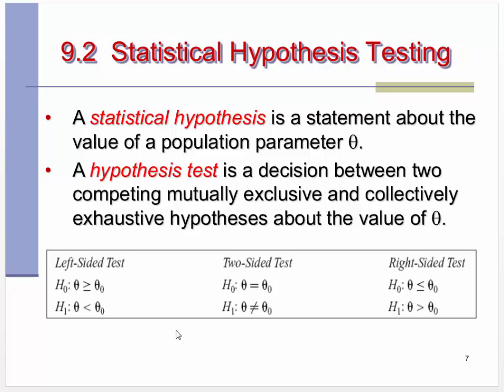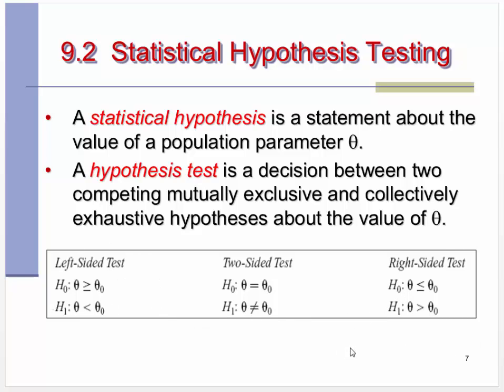On the other hand, if we want to just test to see if theta is larger than or equal to theta 0, or alternatively as H1, theta is less than theta 0, we call that a left-sided test, right? And if we want to test H0 to be theta less than or equal to theta 0, and H1 to be theta larger than theta 0, that's a right-sided test. Okay? So we could test as a two-sided test, left-sided test, or right-sided test.